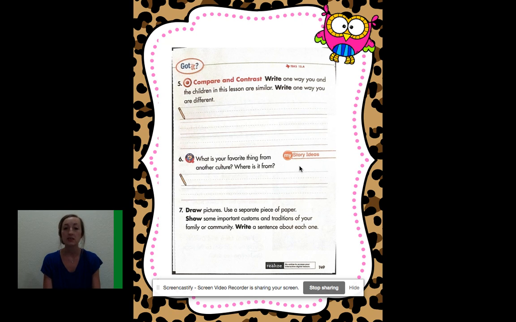Number 6, what is your favorite thing from another culture and where is it from? So it can be something you learned today or something that you already knew. So go ahead and tell me about that. Number 7, draw pictures. Use a separate piece of paper if you have one. Show some important customs and traditions of your family or community. Write a sentence about each one. So each picture that you write about, I want you to write me a short sentence underneath it to finish it up.